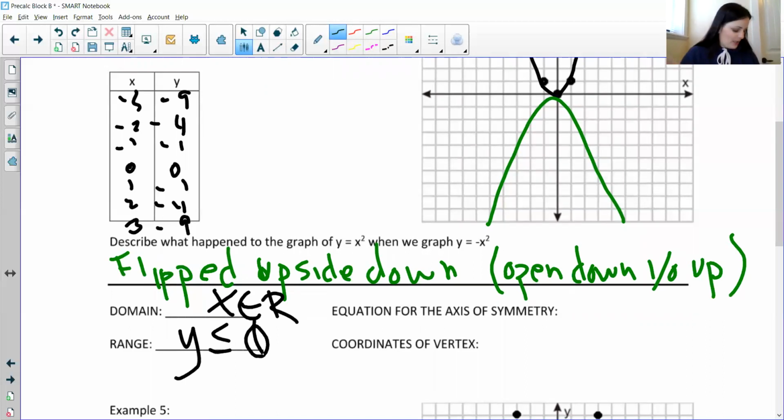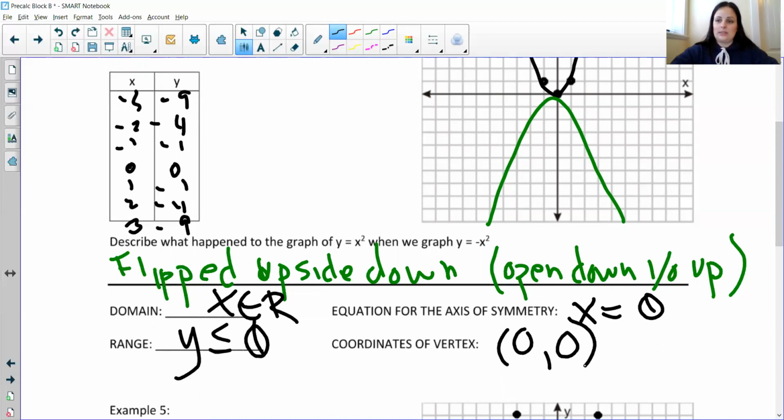I meant to say 0. So instead of y having to be greater than or equal to 0, it has to be less than or equal to 0 because it's going down. There's no values above that max point. All right, the equation for axis of symmetry is still x equaling 0, and the coordinates are still at the origin, which is 0, 0.